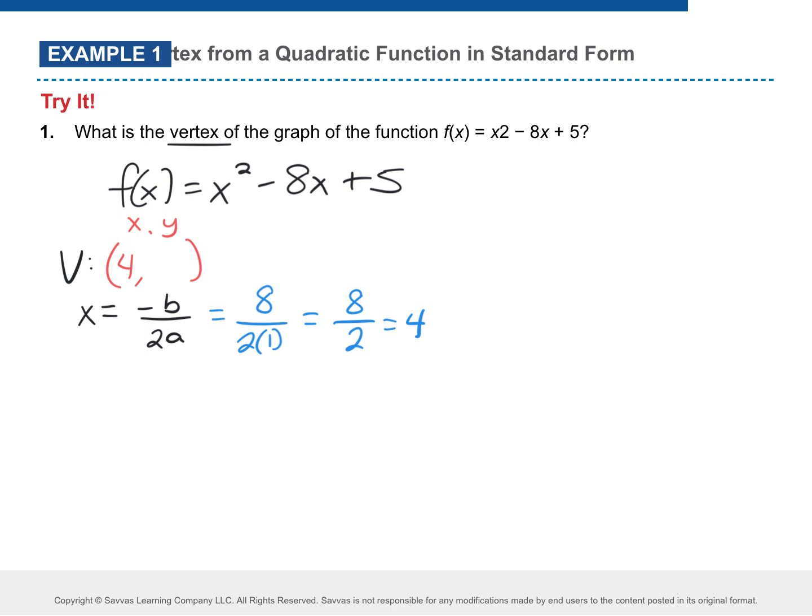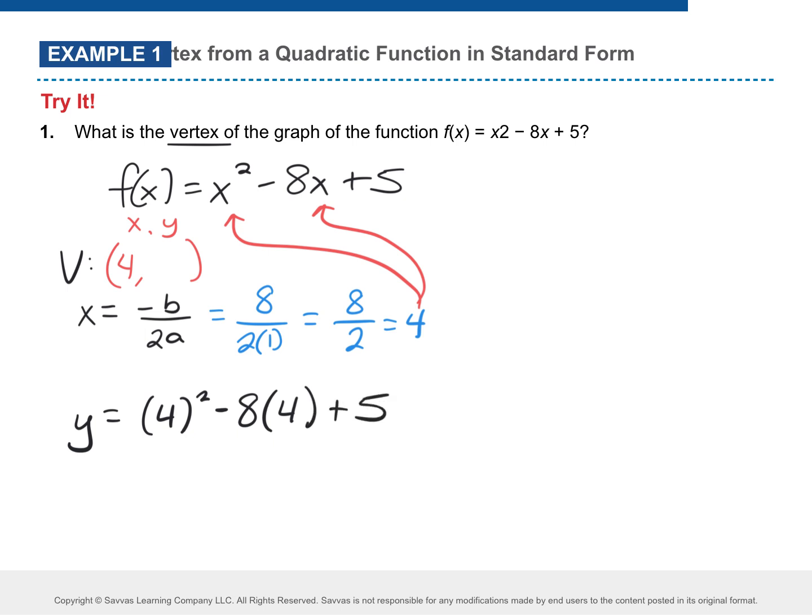What am I missing from my vertex? The y. How do I find the y? Plug 4 in for x. Yep, we're plugging in this x value to both x's. So f of x, why can I put y equals instead of f of x equals? Yep, f of x stands for y. So I can put y equals 4 squared minus 8 times 4 plus 5.